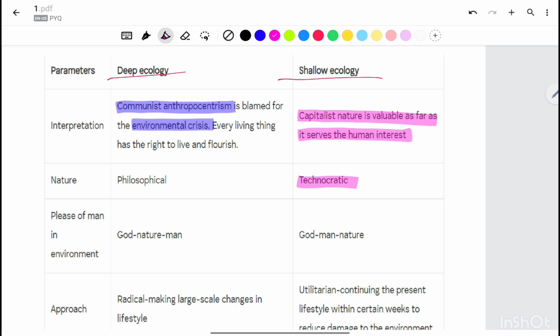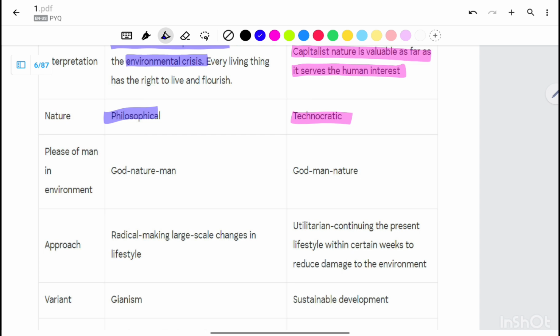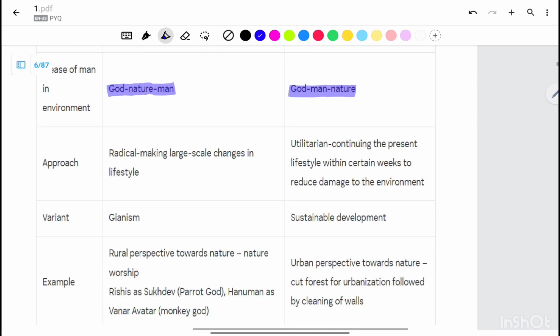This is technology based, right? But this is philosophical based. The place of man in the environment is, what is the hierarchy? First we have God. Nature is considered equal to God. Then we have man. In shallow ecology, it is God and man alone. Next comes nature, which is at the discretion of man. Nature is taken for granted here.